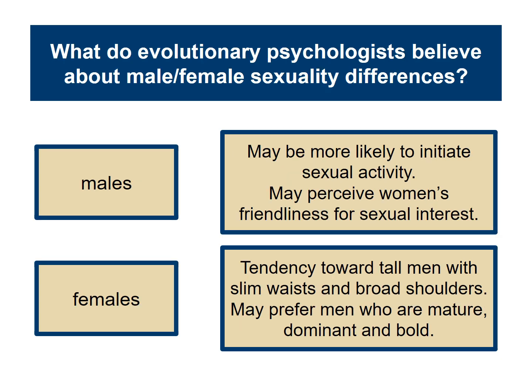So what do evolutionary psychologists believe about male-female sexuality differences? They believe, in regards to males, that males may be more likely to initiate sexual activity, and males may perceive women's friendliness as sexual interest. They also believe, in regards to females, that there is a tendency toward tall men with slim waists and broad shoulders, and that females may prefer men who are mature, dominant, and bold. This is all theories about what evolutionary psychologists believe.